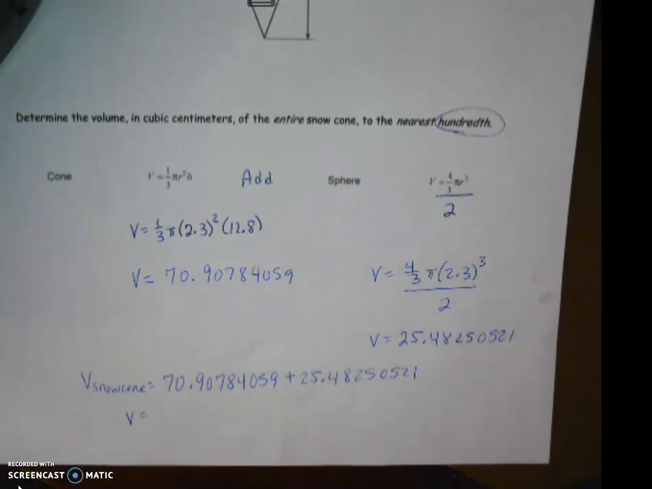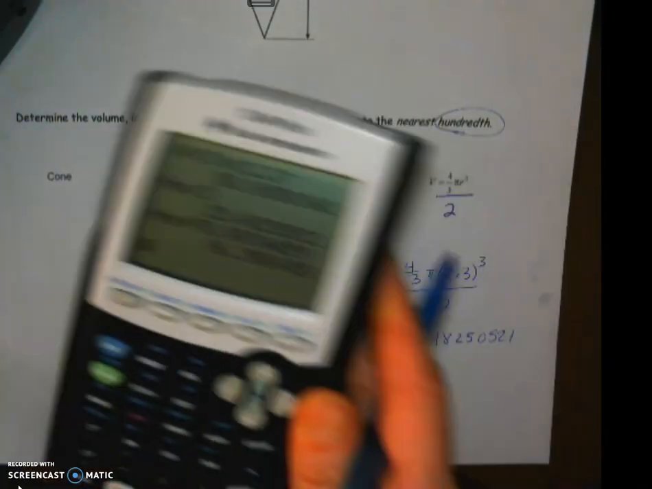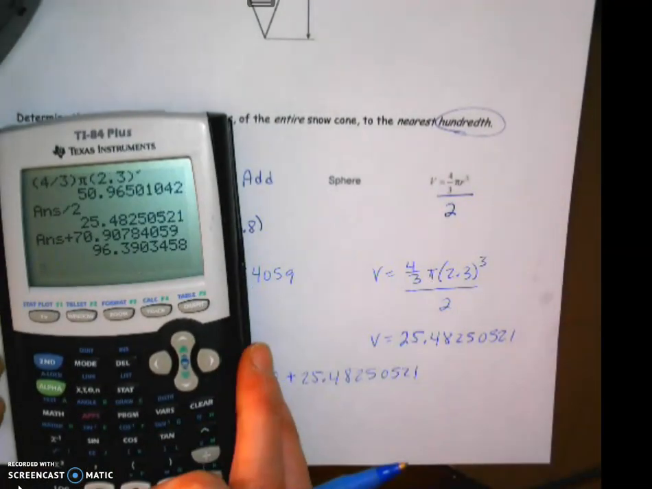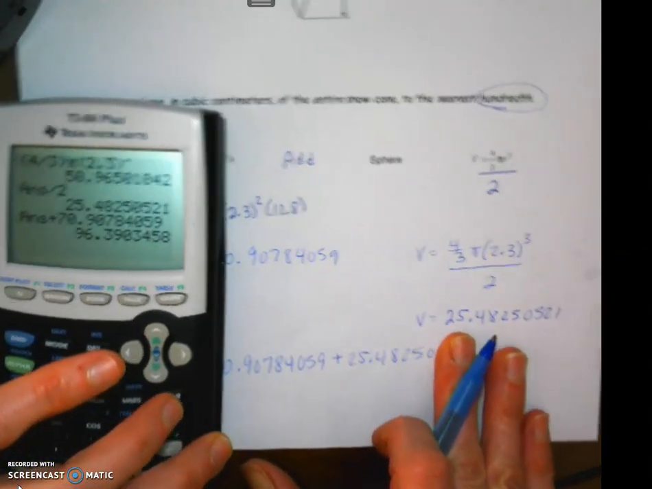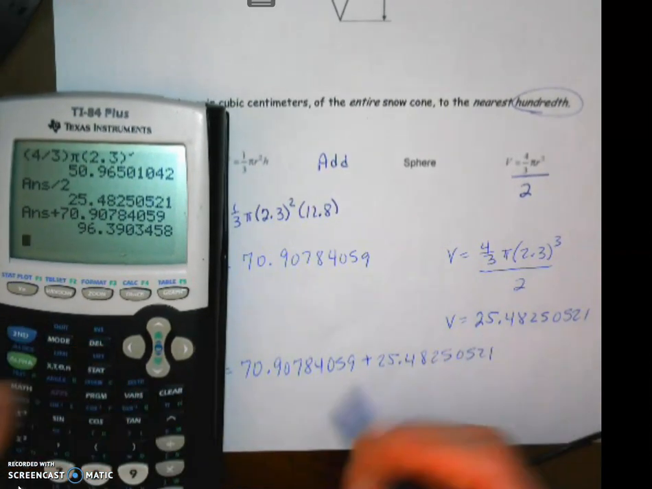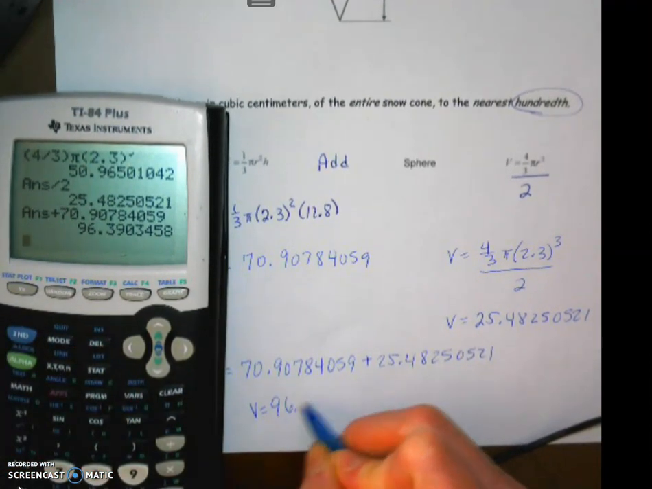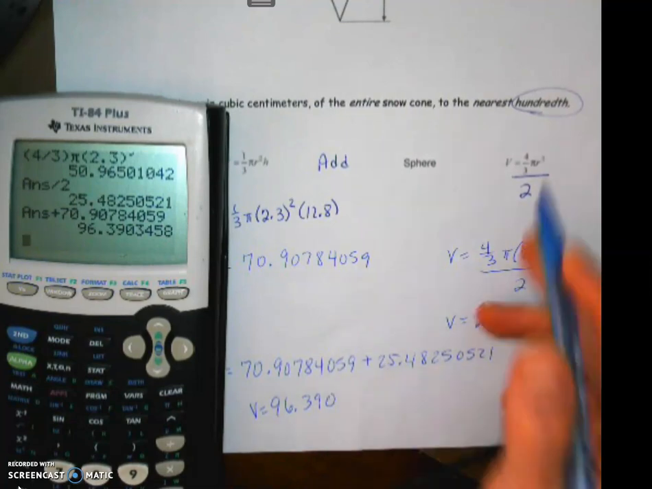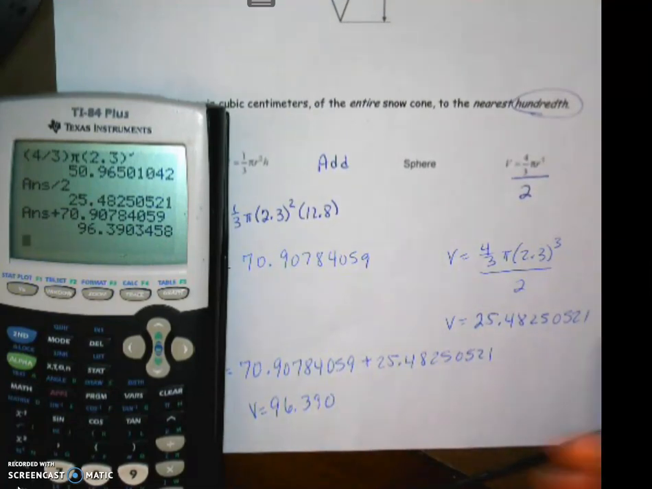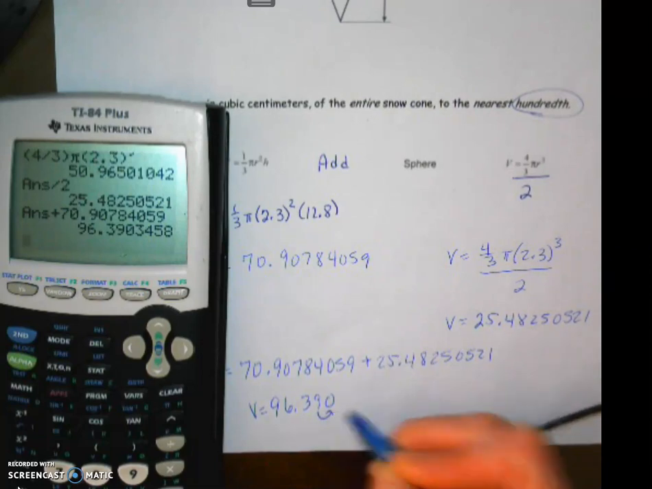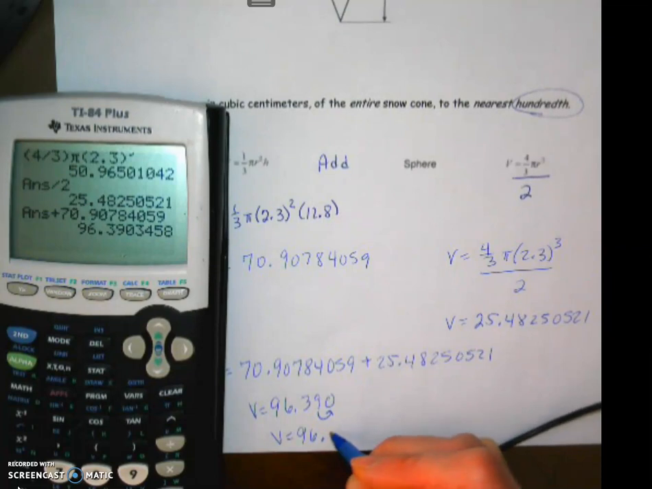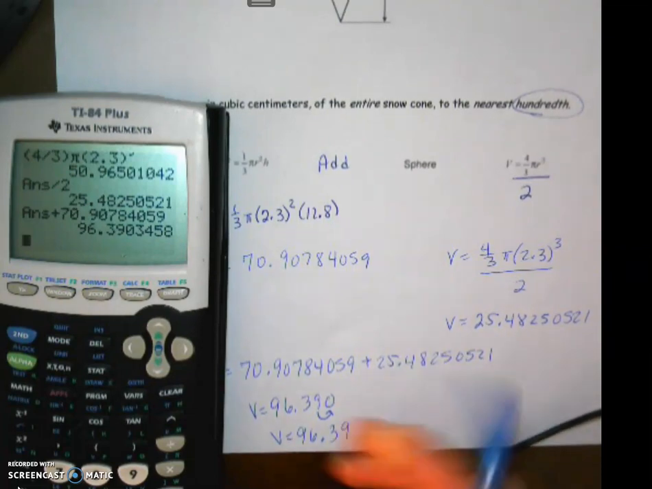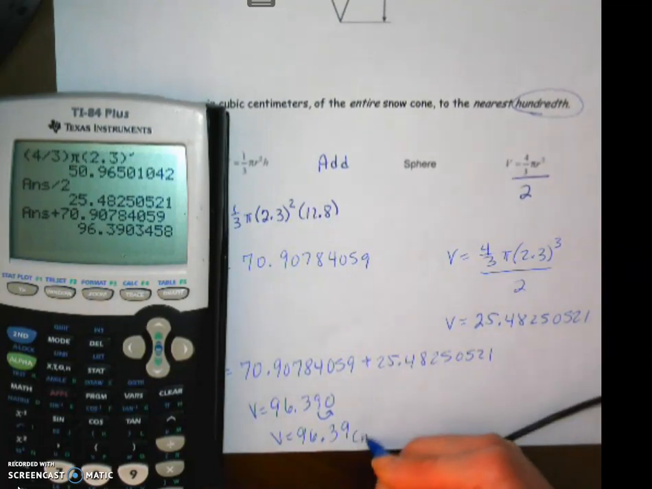25.48250521. So now to find the volume of the entire cone, we're going to add those two numbers together, and I did that right here on the calculator. So we find the volume of the entire snow cone to be, let me see if I can write this down. I'll just rewrite it here. Volume is 96.390. And remember, we're rounding to the nearest hundredth, which is the second decimal place. So since the next number after that number is 0, less than 5, our final answer is 96.39, and it's going to be centimeters cubed.